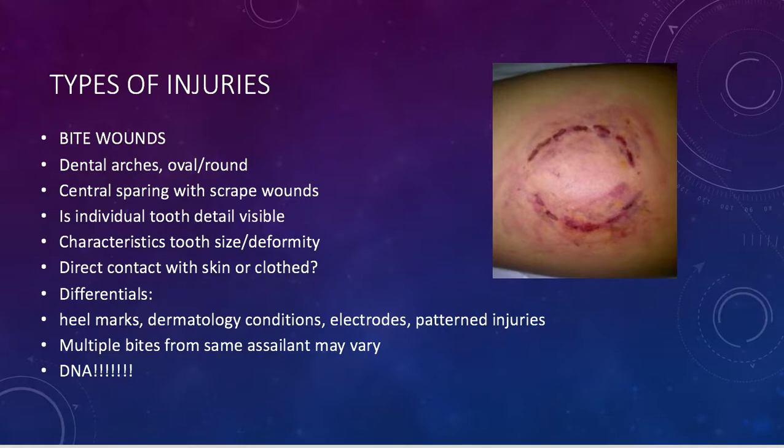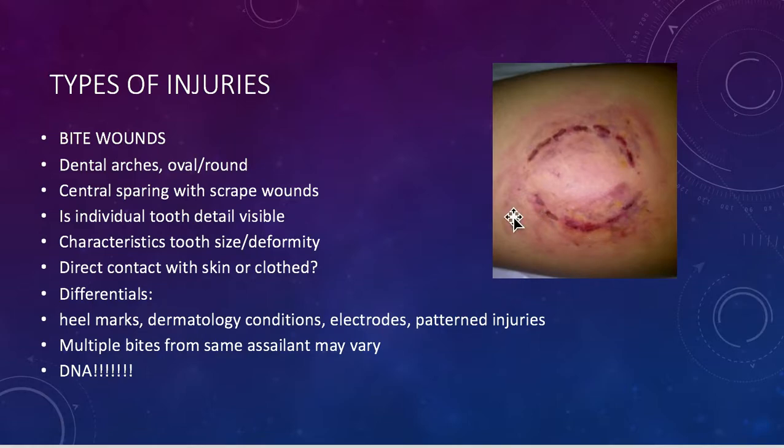Next injury is bite wounds. Bite wounds are really, sometimes it takes an art to identify an actual bite injury. However, there really are some key characteristics that can help you identify and differentiate a bite wound from another type of wound. The thing that you'll see are dental arches. They may be oval, they may be round. This is a pretty nice, perfect little injury here. However, and trust me, they don't all look like this.